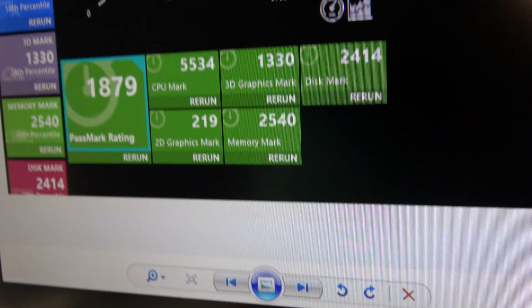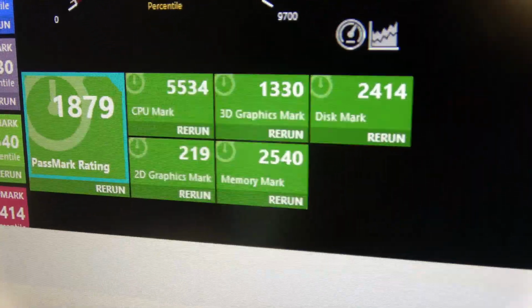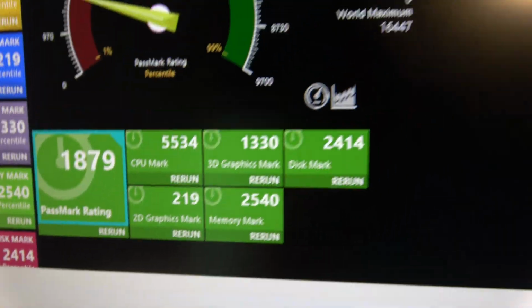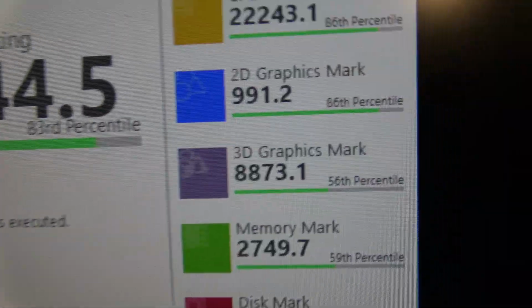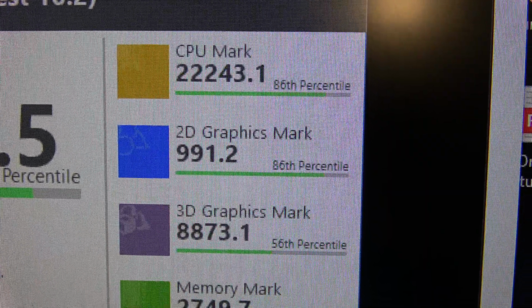I logged into my computer at home, which is a newer gaming PC. It has a Ryzen processor, I think 32 gig of RAM and an SSD. It's built much better than this one. And here's what I got there. 6844, all the numbers. You see there the CPU mark 22,243.